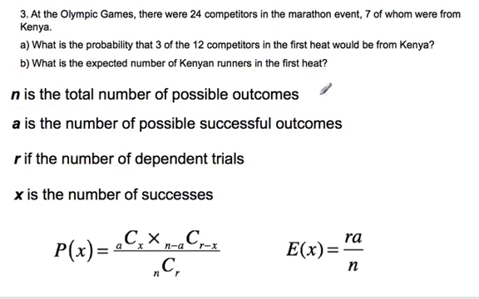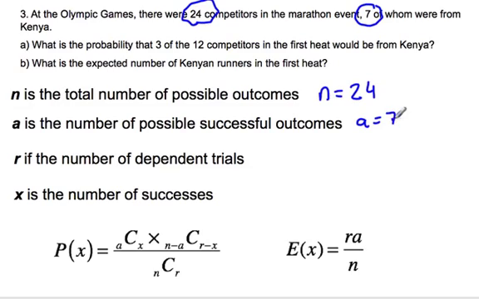So the number of possible outcomes we have, n, is we've got 24 competitors to choose from. So that'll be our n. A is the possible number of successful outcomes. And if we say that choosing a Kenyan is a successful outcome, then A is going to be 7.